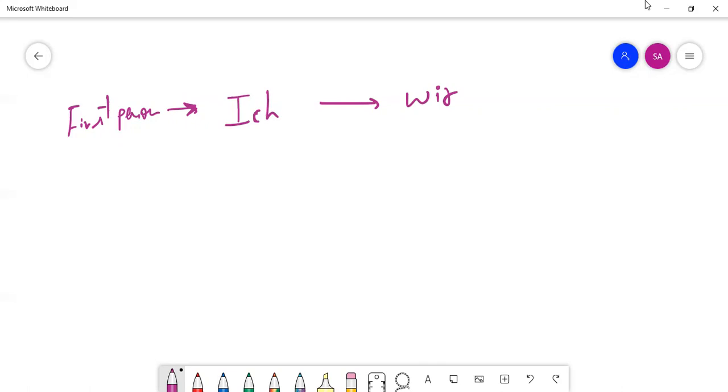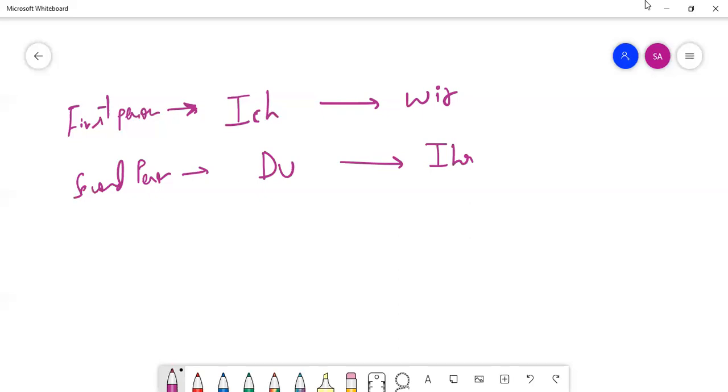The second person is du. And the plural form of du will be ihr, I-H-R. I request everybody to please pronounce this word also. Ihr. Ihr. Ihr. Sometimes people also speak it out incorrectly, which is absolutely wrong. Ihr, that's right.